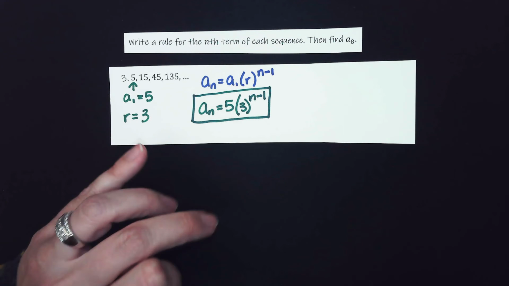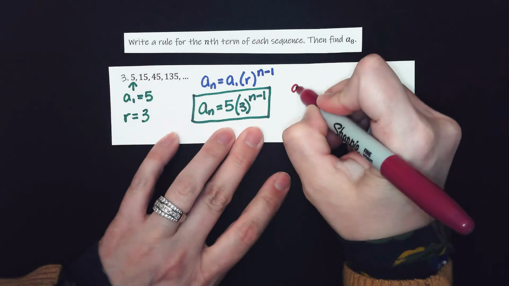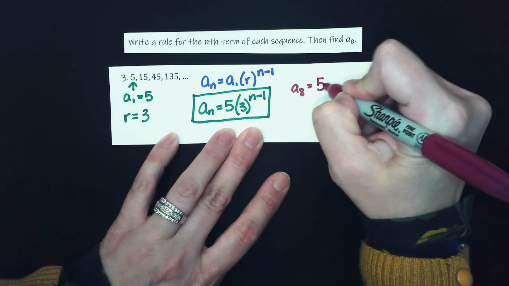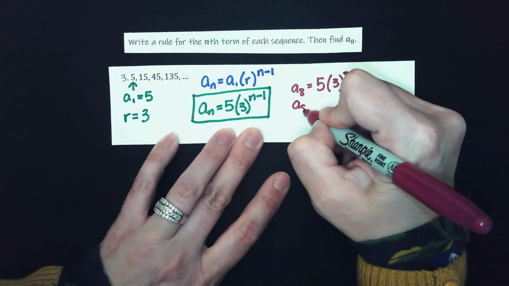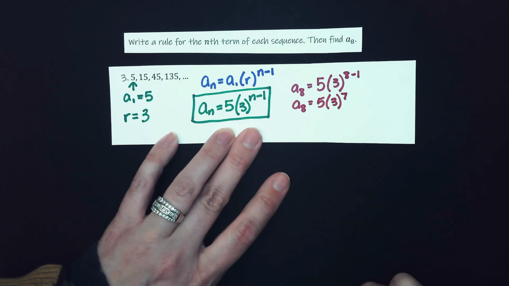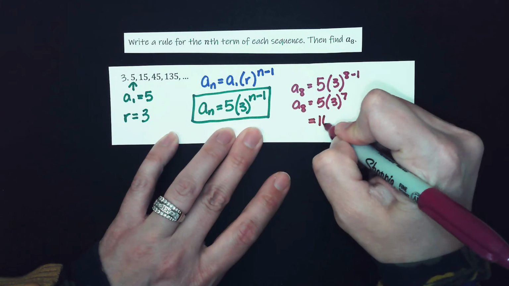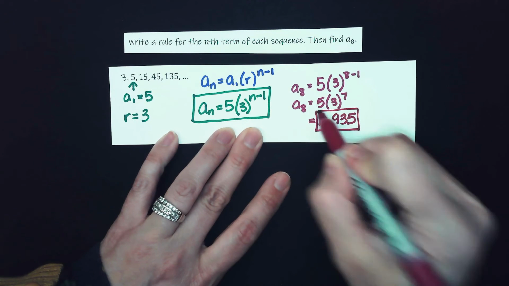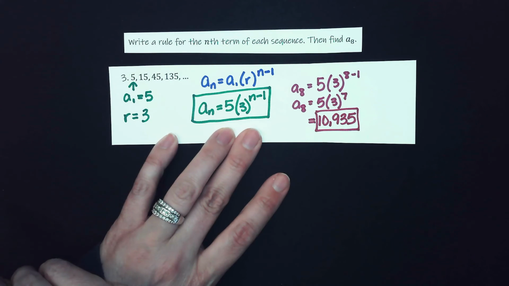And now we need to find the 8th term in the sequence. Okay? So I want a sub 8. So when n is 8, I want to know what I get. So I'm just going to plug 8 in for n. So this equals 5 times 3 to the 7th. Okay? And let's see, plug all that in, and we get a big number, 10,935. That is the 8th term in this sequence if it keeps going. So we have the first 4 terms, and it keeps going from there.